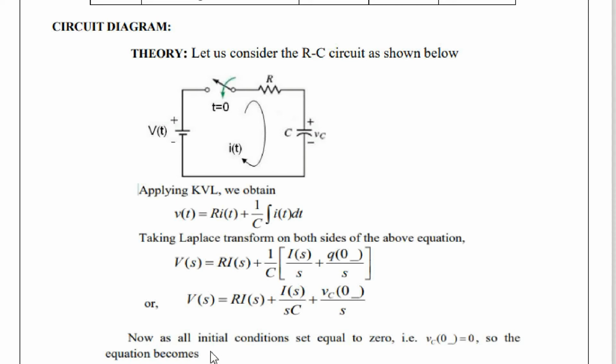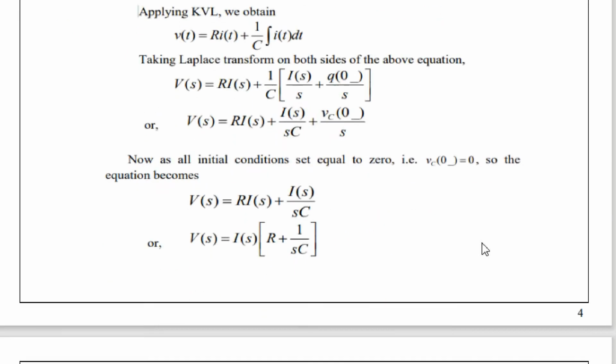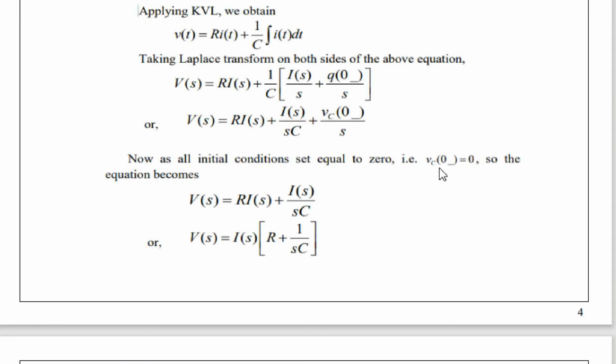Now consider all initial conditions equal to 0. That is, initially the voltage across the capacitor we are considering as 0, Vc(0 minus) is equal to 0. So the equation becomes V(s) equal to R into I(s) plus I(s) by sC, or V(s) is equal to I(s) into R plus 1 by sC.